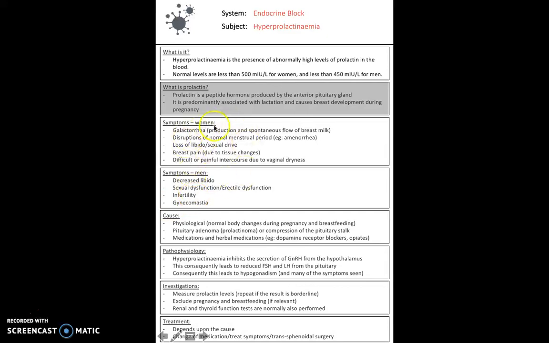gynecomastia. In women, you'd expect to see galactorrhea, so this is spontaneous production of breast milk, and this is at times where you'd normally not expect breast milk to be produced. They may also note disruptions of normal menstrual periods, such as amenorrhea, as well as breast pain or difficulty or painful intercourse. In terms of the causes behind hyperprolactinemia, it's important to recognise that there are physiological and pathological causes.